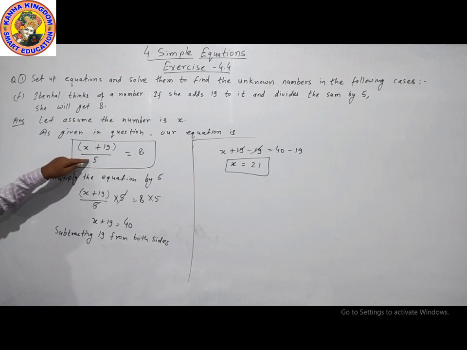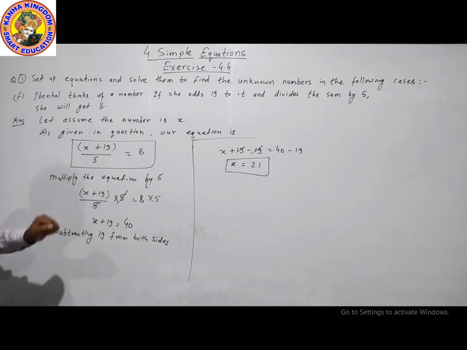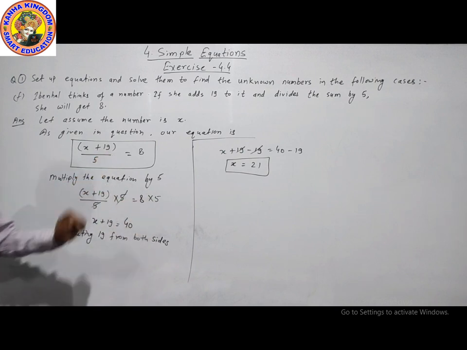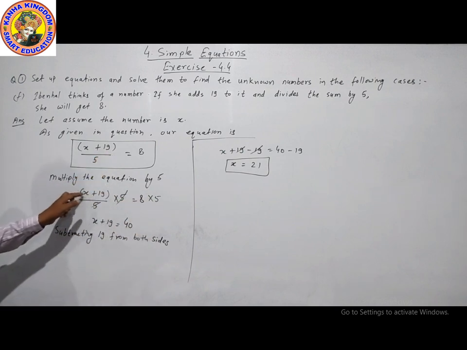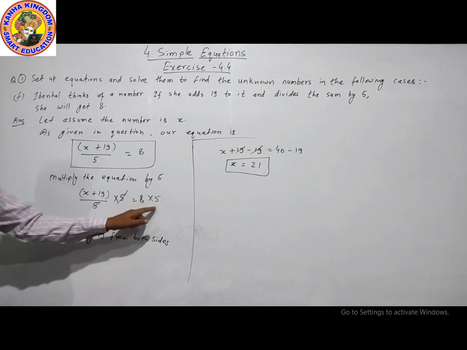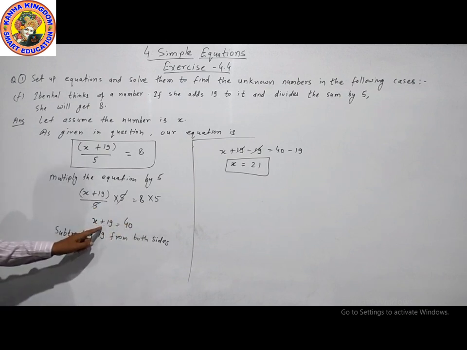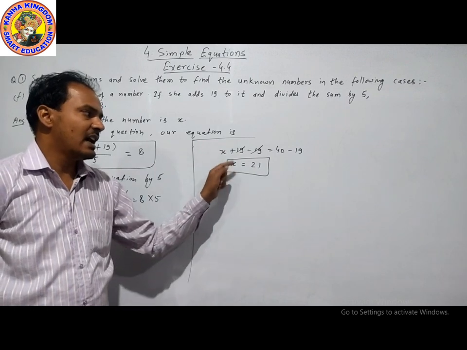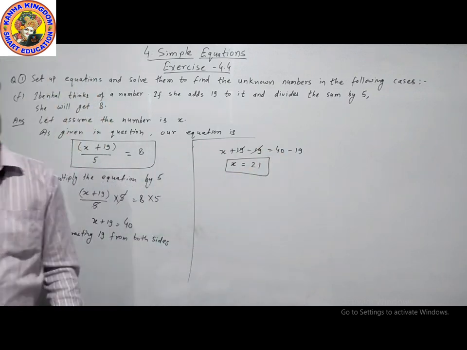Here, first of all, divide by 5, because the 5 divides x and 19 both, so we will take the first part, divide. How to remove divide? We will multiply by 5. Multiply the equation by 5. On both sides we will multiply by 5. Here 5 and 5 cancel. X plus 19 equals 8 into 5, 40. Here is plus 19, so we will take minus 19. Minus 19 on both sides. Here 19 and 19 cancel. X equals 40 minus 19, 21.